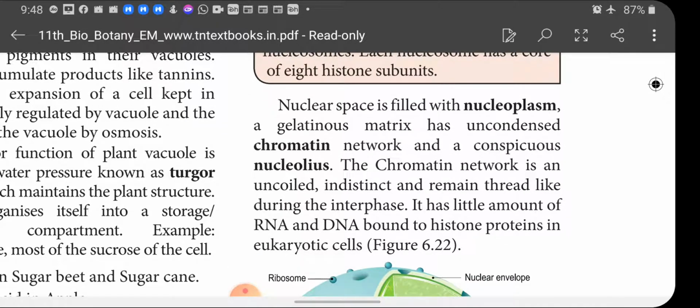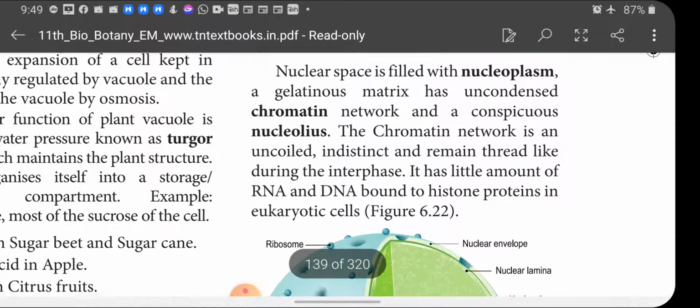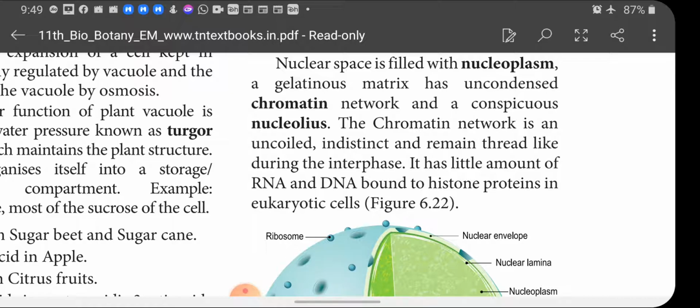A gelatinous matrix has an uncondensed chromatin network and a conspicuous nucleolus. The chromatin network is uncoiled, indistinct and remains thread-like during the interphase. It has a little RNA and DNA bound to histone protein in eukaryotic cells. The chromatin reticulum forms the structure called chromosomes only during the metaphase stage of cell division.